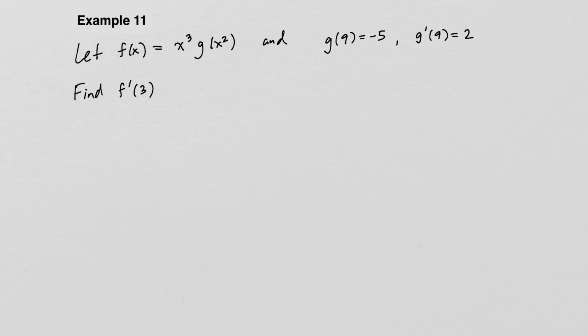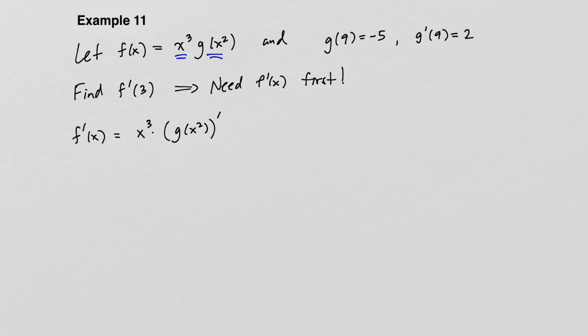So first of all, we need to find f prime first. When I say f prime, I mean f prime of x. So let's go ahead and find the derivative. Recognizing that our original function is the product of these two functions means that we can use the product rule to find the derivative. So the product rule is the first function x cubed times the derivative of the second function, which is g of x squared, plus, then we'll take the derivative of x cubed and multiply that by g of x squared.